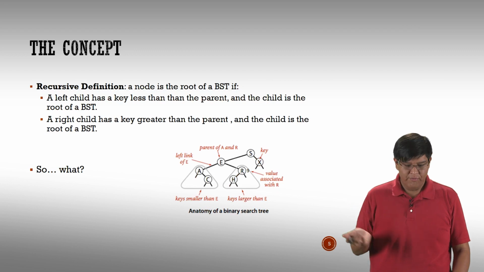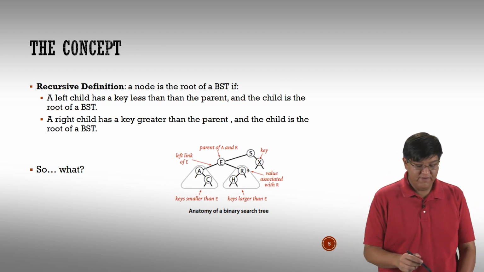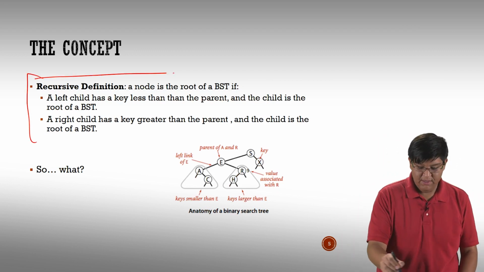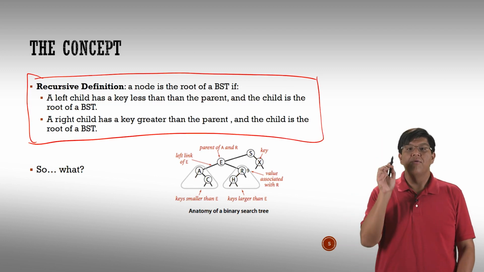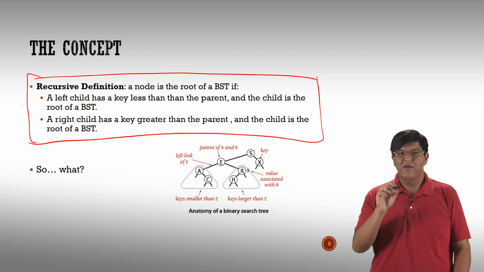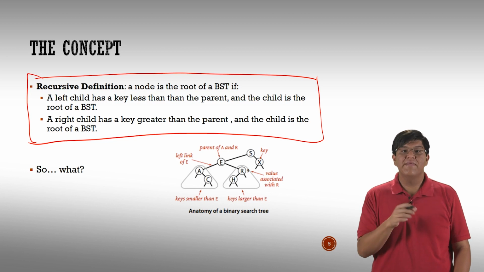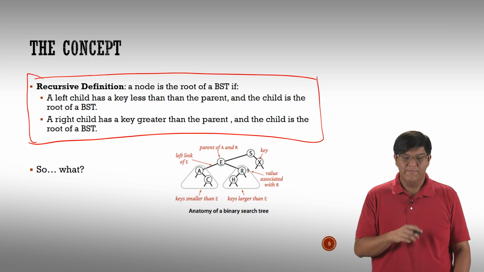All right. So one last thing to talk about is basically the recursive definition of a BST. This is maybe an alternative to the one we talked about before. So we say that a node is the root of a BST if the left child is less than the parent, right? This is the rule from before, and the left child is the root of a BST, right?